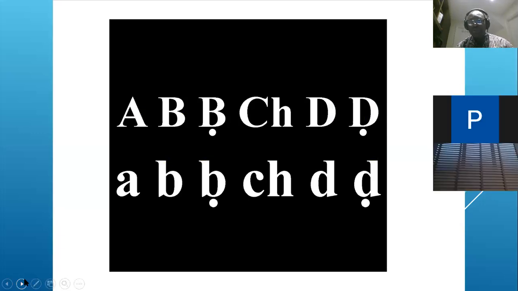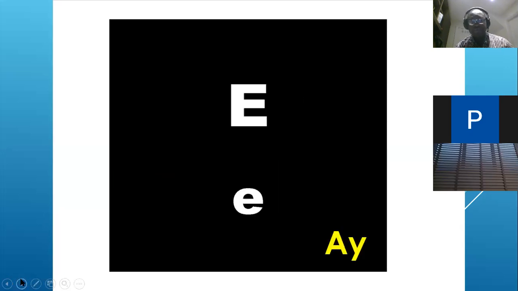So quickly go through a few of them. At least it's good to know the first few, which are R, B, B, Ch, D, D. Those are the first 6. So we talked about that.